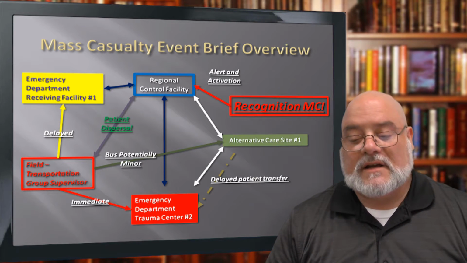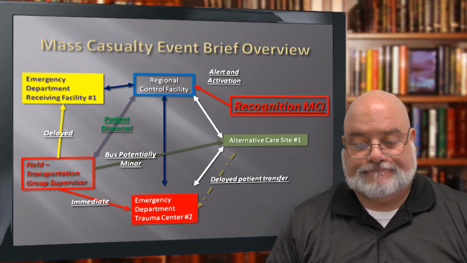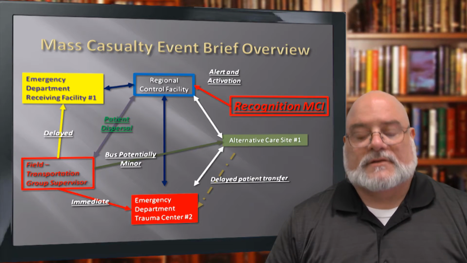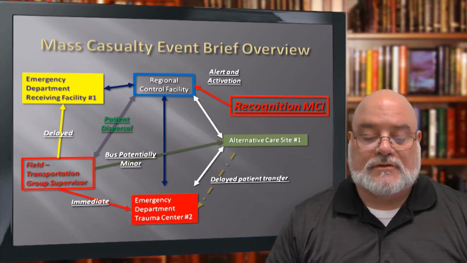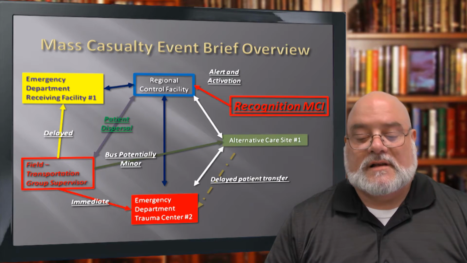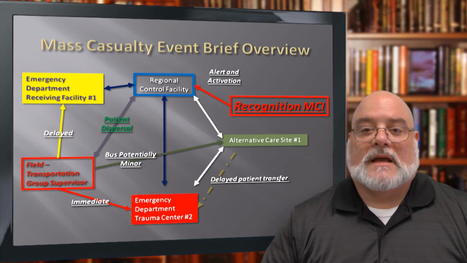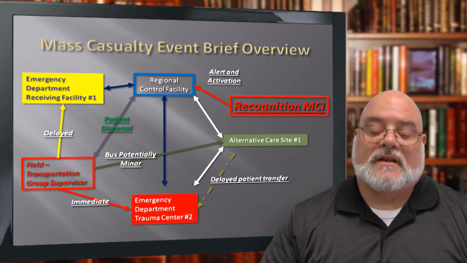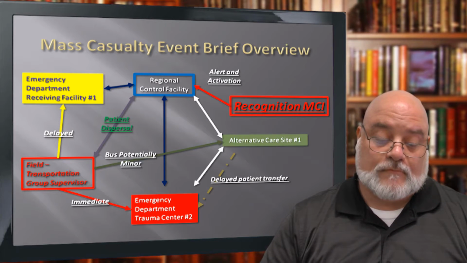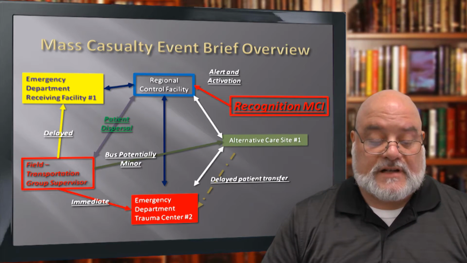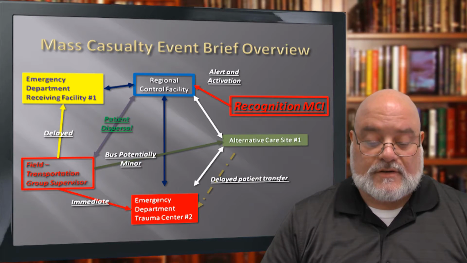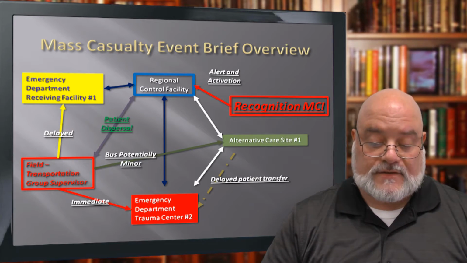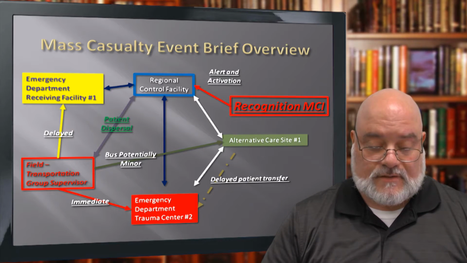So, recognition of an MCI. You alert and activate. You contact the regional control facility. It's better to alert and be wrong and cancel it than to play catch up. The field transportation group supervisor will be talking to the emergency department and potentially a second trauma center.